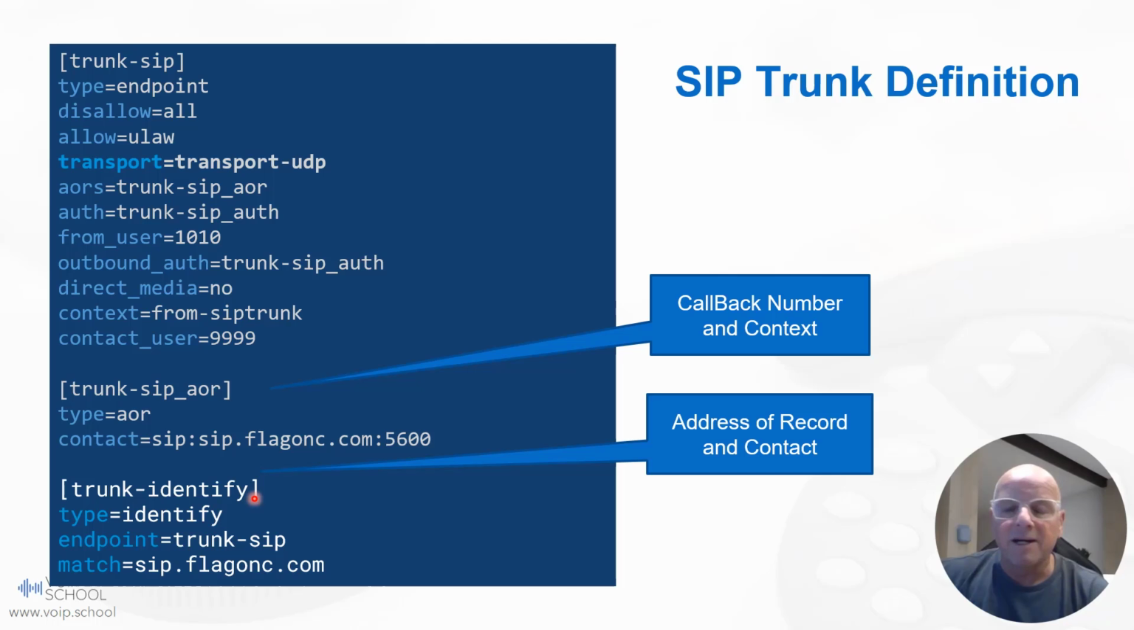And then the trunk identifier. What's the requirement for this trunk identifier? This is important. So I'm saying any request arriving from this address, sip.flaggonk.com, should match the endpoint trunk SIP. I'm just saying, okay, anything arriving from this IP address, please set to this specific endpoint. This is new, but it's very, let's say, flexible and very powerful in a way that you redirect your traffic on Asterisk.